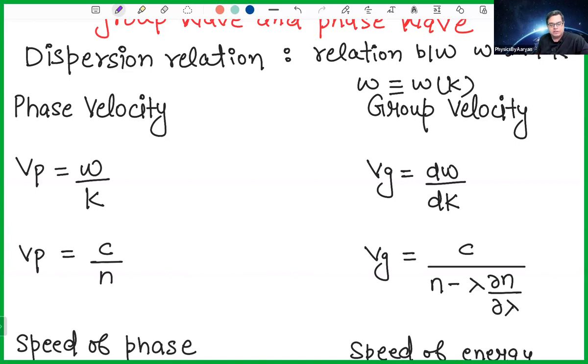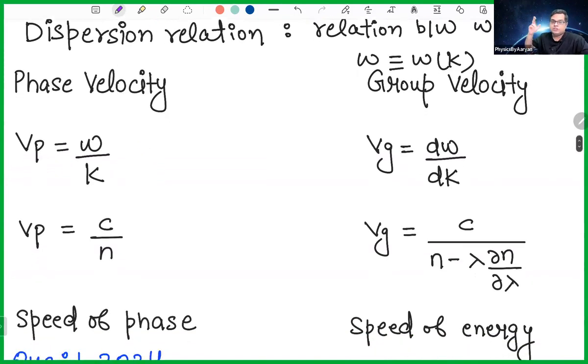Once the dispersion relation is given, the phase velocity is given by omega divided by k. So if you do omega divided by k, you get phase velocity. But if you do d omega by dk, you get the group velocity. Means if you differentiate omega with respect to k, you get the group velocity. But if you do omega by k, you get the phase velocity. Okay? Sometimes these relations are given in terms of refractive index.